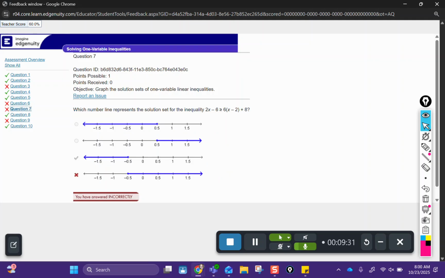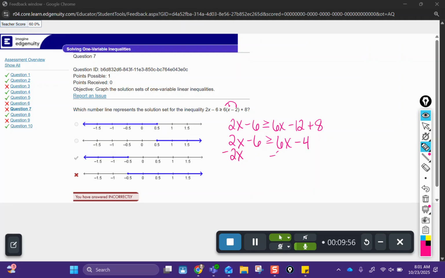Another one with a number line, so we're going to go ahead and solve the inequality. Looks like we have distributive property, so the left side isn't going to change. Now we're going to distribute the 6 through 6x minus 12, and then we have this plus 8. I need to combine my like terms first before I get my variable on the same side. So negative 12 plus 8 is negative 4. We're going to subtract 2x from both sides. We get negative 6 is greater than or equal to 4x minus 4. Now we're going to add 4 to both sides.